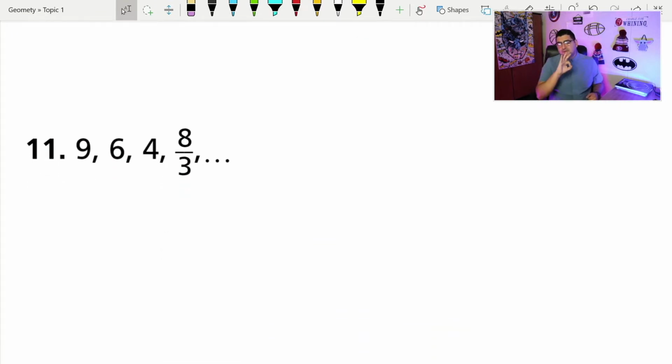Again, we're looking for the next three numbers. So here we have 9, 6, 4, and 8/3. So again, I see a trend of numbers going from bigger values to smaller values. So right off the bat, I can tell that it's either going to be subtraction, division, or multiplying by some fraction that's smaller than 1.